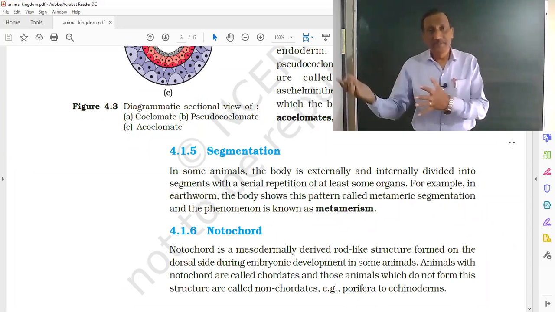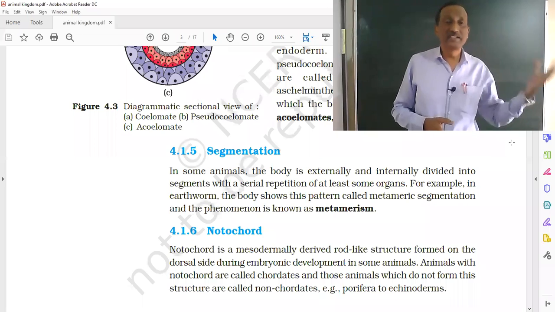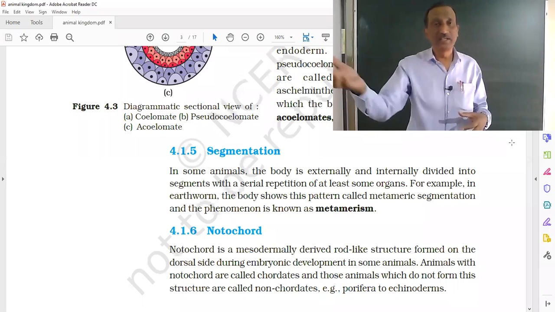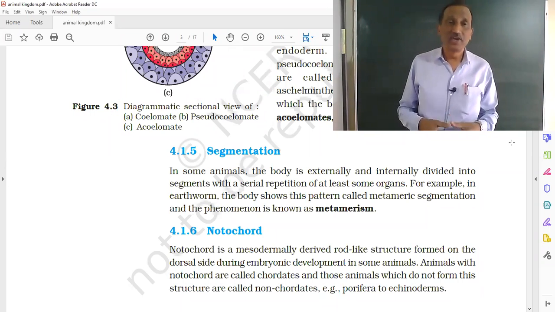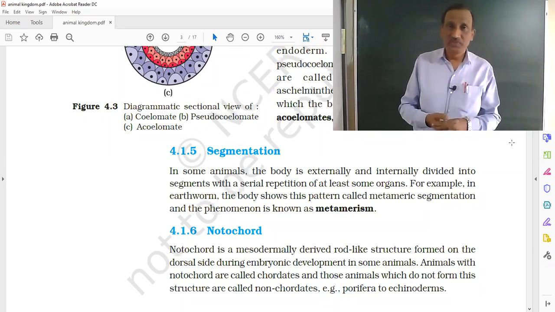Similarly, someone else may select the children who are good in singing. There are children who are good in swimming. There are children who are good in studies and so on. So different criteria are there. These are the criteria on the basis of which we do the classification.